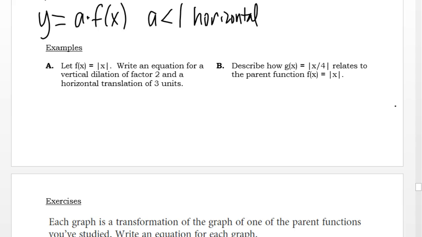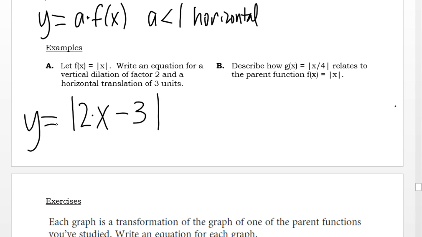Okay, so the first example says write an equation for a vertical dilation of factor 2 and a horizontal translation of 3 units. So I have my absolute value function. A vertical dilation factor of 2 means I want to multiply the function by 2. And then I'm also going to translate it horizontally 3. That's 3 to the right. So I have a minus 3 inside the function. If I wanted that to be vertical, it would have been outside, or to the left, it would have been a plus inside. The same thing we did with each of the other functions.